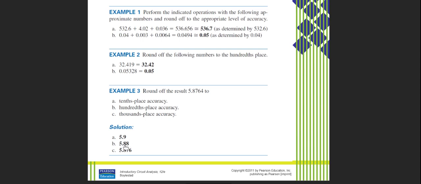For hundredths place of accuracy, I need 2 numbers, so this 7 will be rounded up to 8. And then if I want thousandths place of accuracy, I will start from the right. This 4 becomes 0. This 3 number will remain, and it will be very good. Any question?